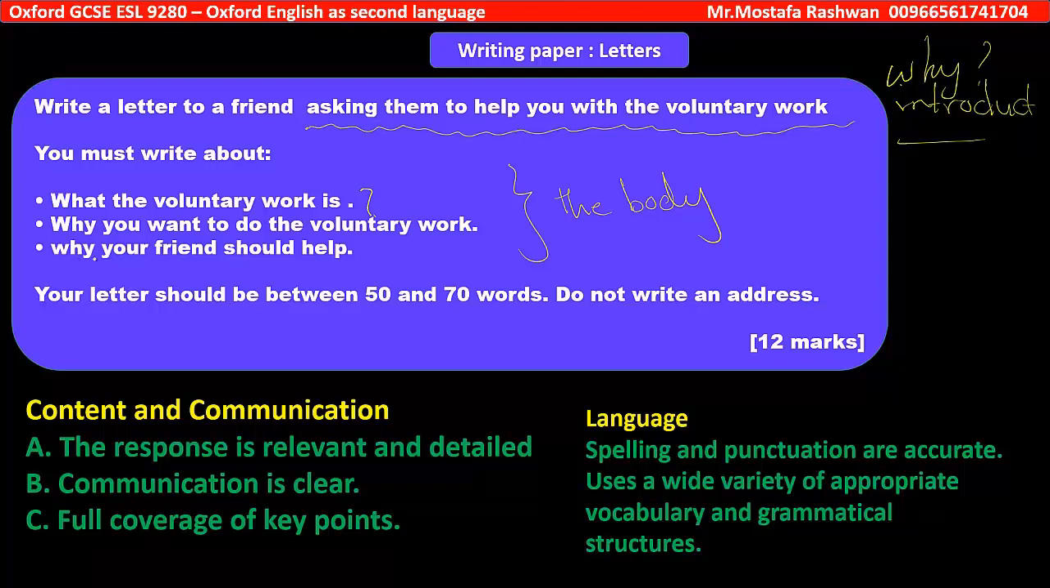And here, why your friend should help. The third point always is the one which must be extended. Pay attention to that. So the third bullet point is the one in which you can expand and stretch. Let's see the candidate's response here and comment on each paragraph.